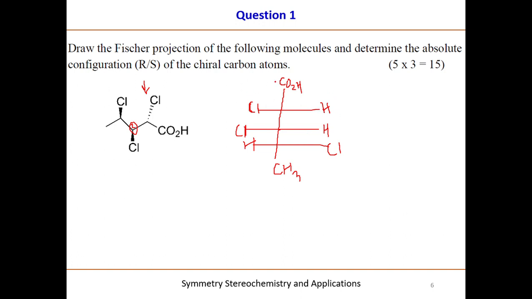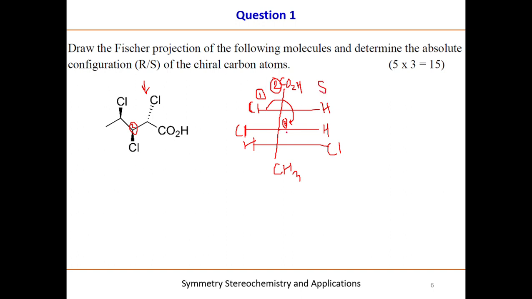So first, the priority will be given to halogen atom 1, then second is the acidic group 2, then third is given to here, correct? 1, 2, 3. It's a clockwise direction, but because the horizontal line has the hydrogen group, it will change the configuration. So the configuration will become S.